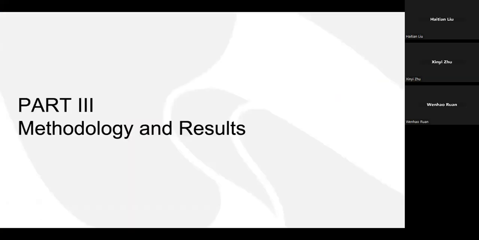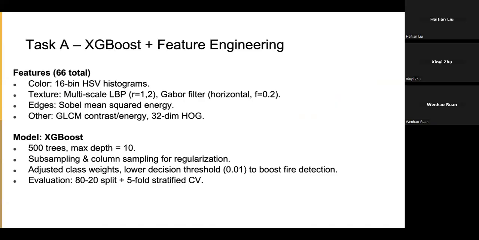The third part is about methodology and results. So for task A, we first uniformly process the image into a 64 by 64 grayscale image. Feature engineering extracted a variety of information. The color information was extracted through the HSV histogram to help distinguish different disaster environments. The texture features use multi-scale LBP and Gabor filtering to enhance the recognition of local damage. Edge features and HOG supplement the overall structural information. So a total of 66 dimensions was used.